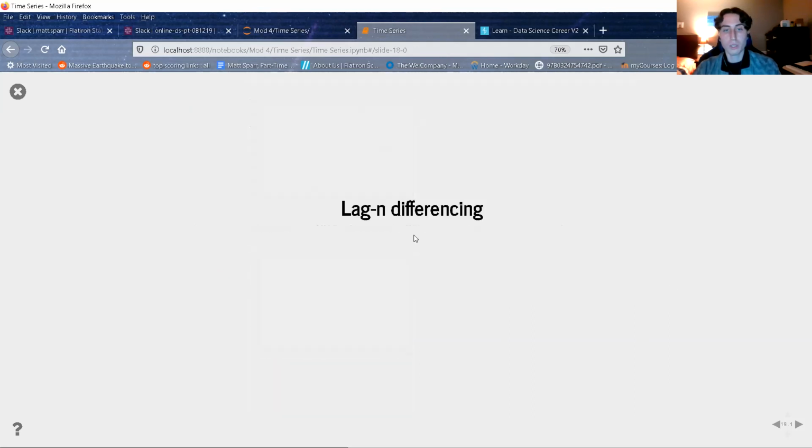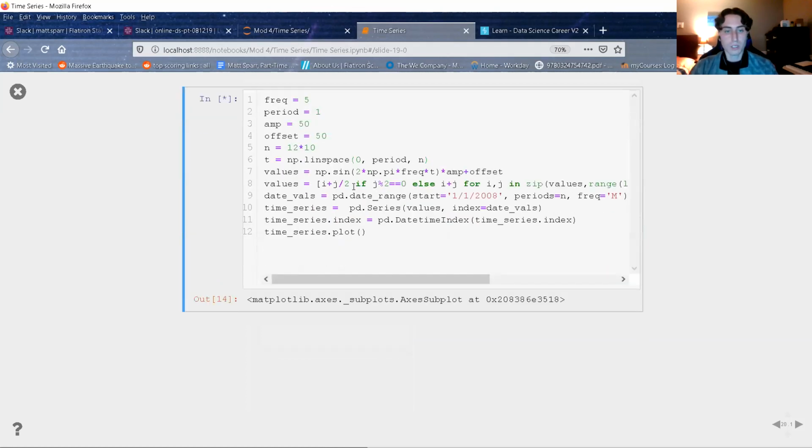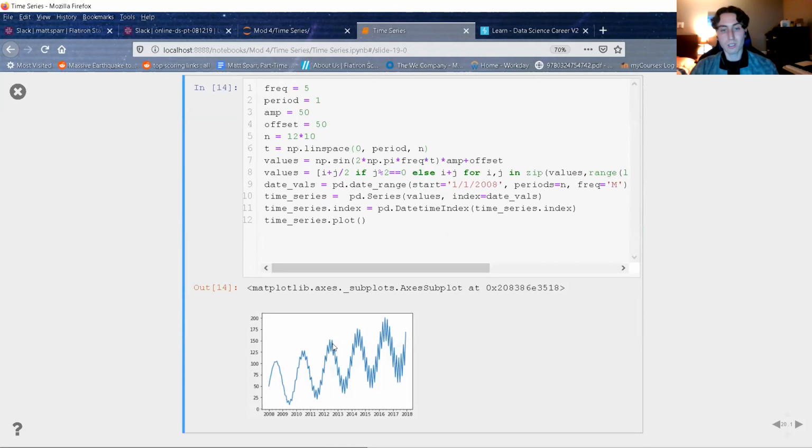So you can do lag up to any number of differencing. So often 1 is the most popular. It will help a lot with linear trends like we saw, but you can difference basically any number you want. So we'll make another time series here. So we can see this one looks a little bit funkier. Probably won't be the same as the two examples we've been working with.